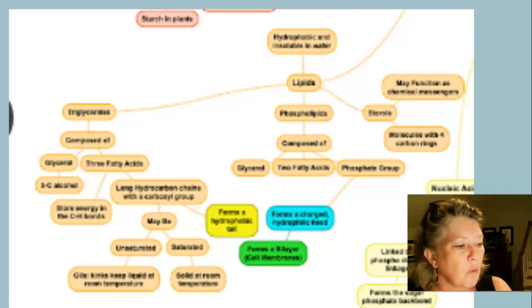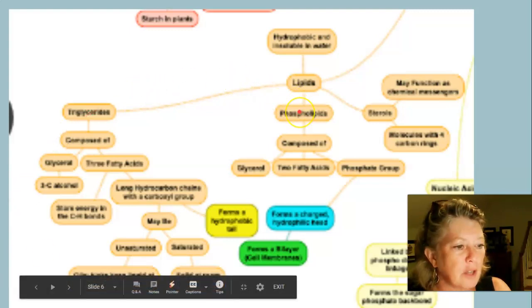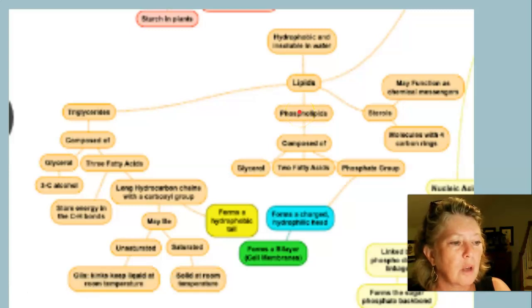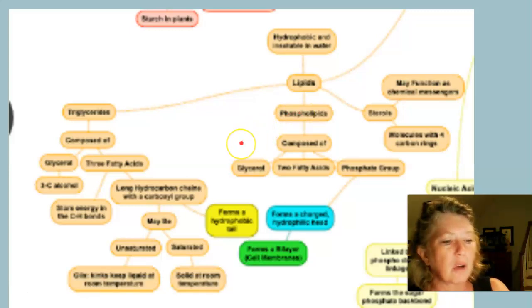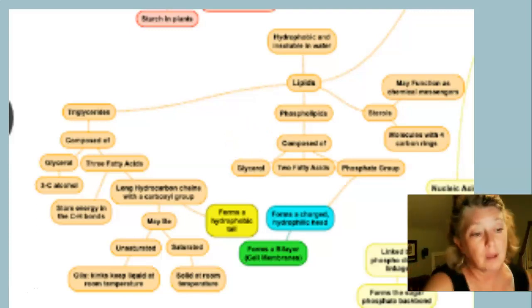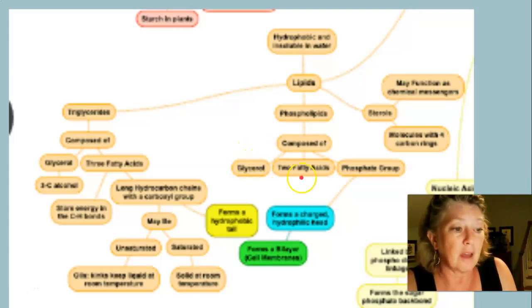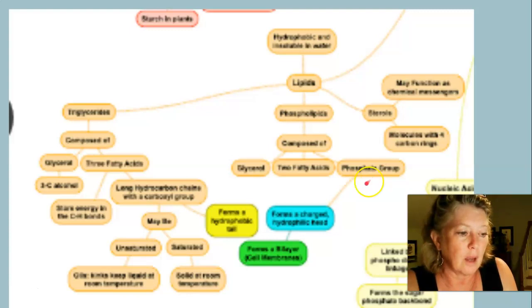The second form of lipids that you need to know are the phospholipids. These are super important because they are going to be the main component of the lipid bilayers for all of our cells. So super duper important. They have a glycerol molecule again. They have 2 fatty acid chains, and then they have a phosphate group that's stuck at the 3rd carbon of the glycerol molecule.